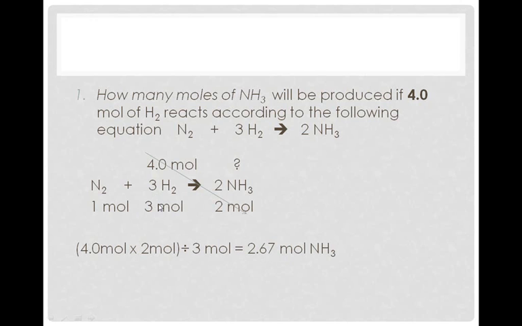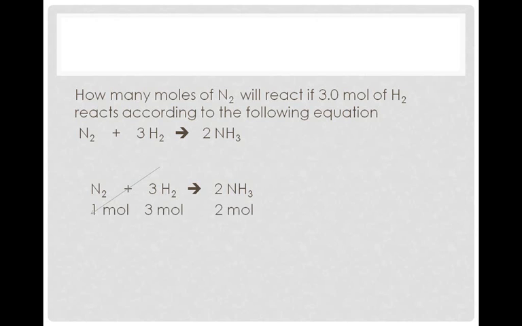And the relationship says it's a 3-to-2 relationship. So this is 4 moles to question mark, and question mark is 2.67 moles. So 4 moles to 2.67 moles is also a 3-to-2 relationship.